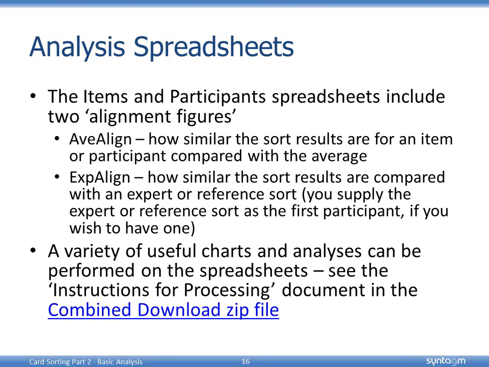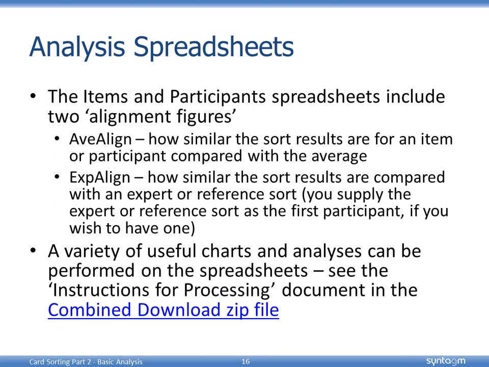In our spreadsheet, I'll just quickly mention that there are two alignment figures. One's called the average alignment, and it's telling you how similar an item or a participant is to other items or participants, or the average of them, I should say. So you can find out over a particular participant or over a particular item how consistently that item was sorted with respect to others by average. Or you can also find out, if you've used an expert or reference sort, how similar people or items were to that sort. So how much alignment, how much agreement there was between a given item and the way it was sorted by the expert.